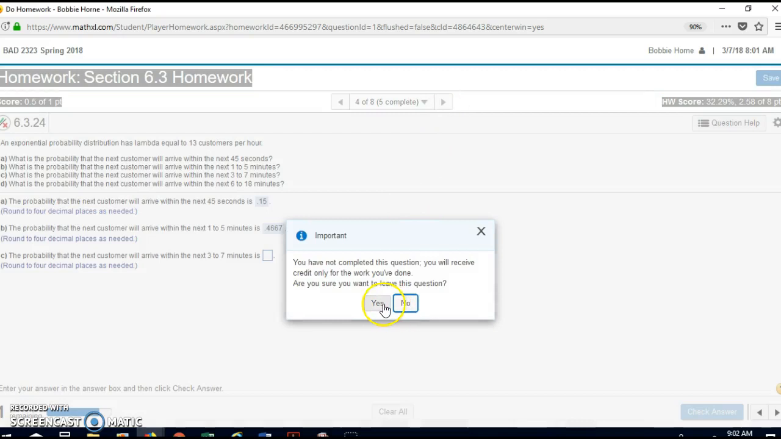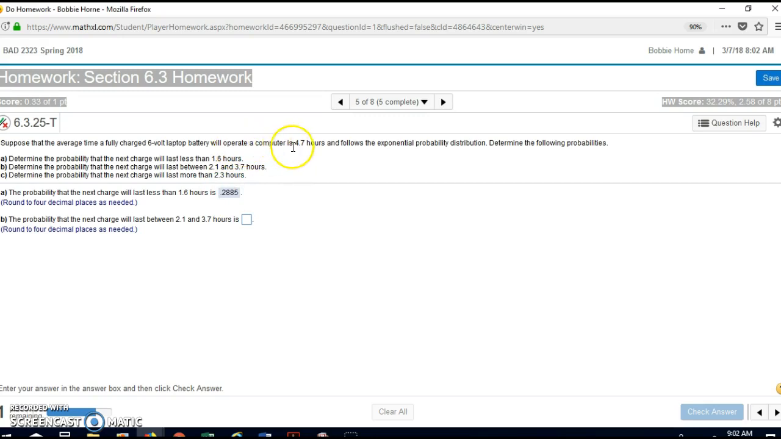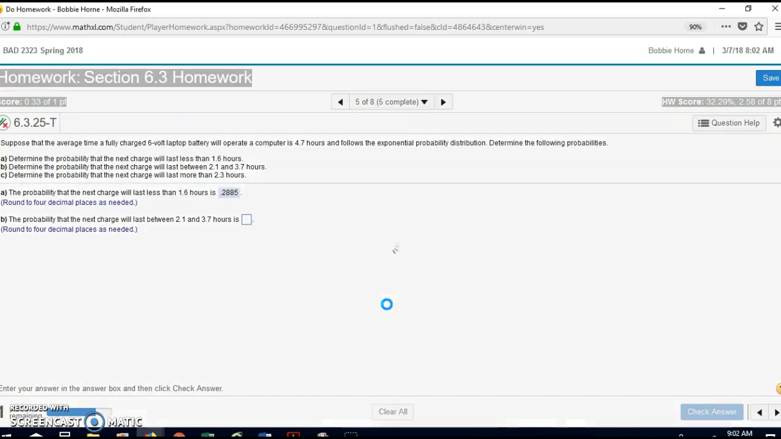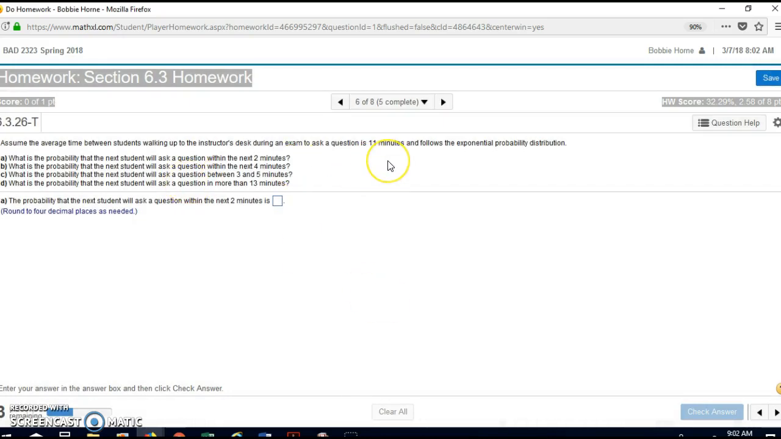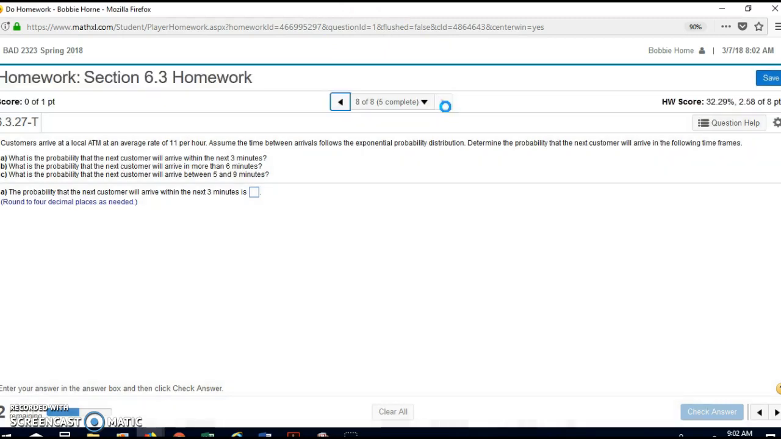So for time purposes, and there's not a lot of problems on this homework. This one you can do with the calculator, the StatCrunch, and I believe number 6 you can do with StatCrunch. And anytime you see average, they're giving you the mean. You can use the exponential StatCrunch calculator. Same thing here, they're giving you the mean. So if you have the mean, you can use the StatCrunch calculator.